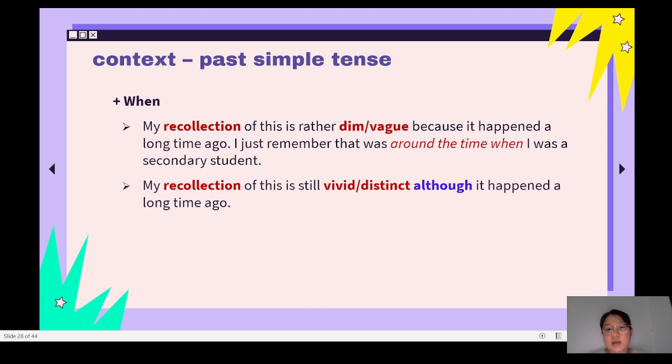My recollection of this is rather dim or vague because it happened a long time ago. I try to remember that it was around the time when I was a secondary student. Or you can say this: my recollection of this is still vivid or distinct, although it happened a long time ago. The words in color are really useful and crucial, so you should pick them up and learn them by heart. It can boost your test score.